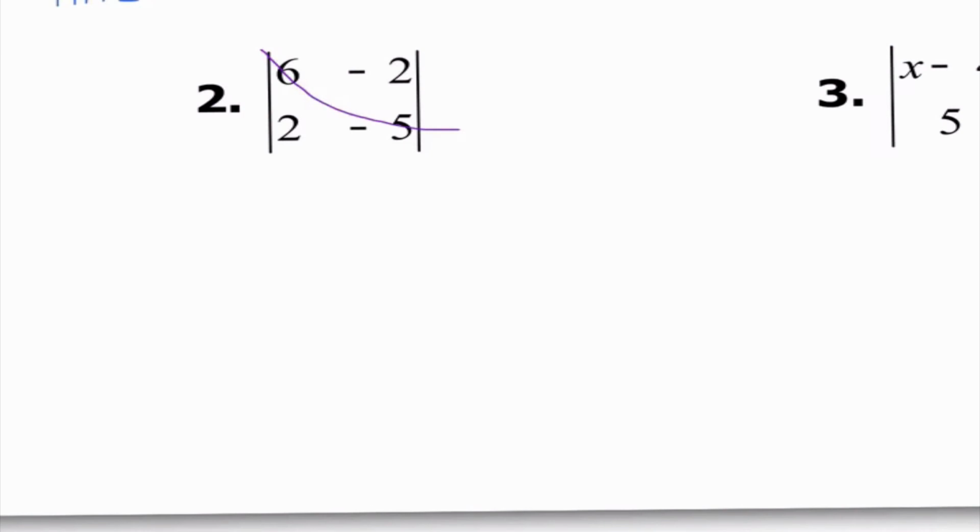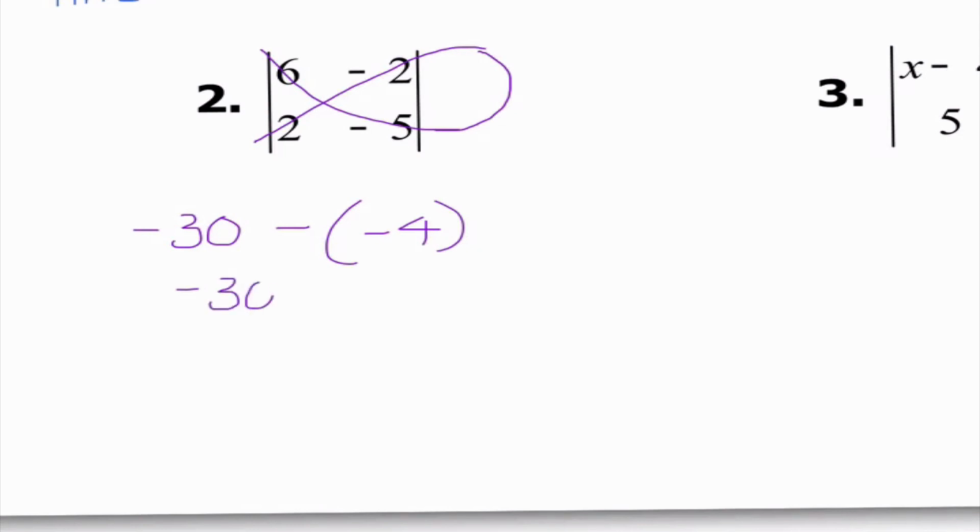6 times negative 5 is negative 30. Mr. Determifish says, subtract, baby. Negative 2 times 2 is negative 4. Negative 30 plus 4 becomes negative 26.